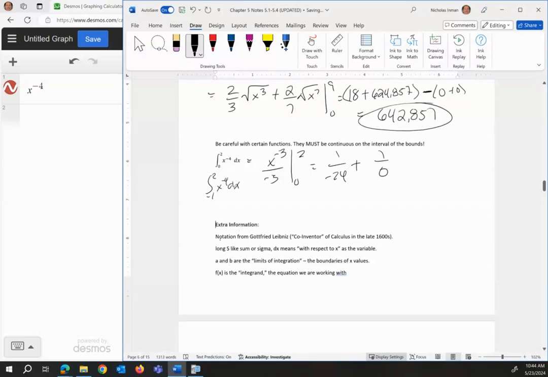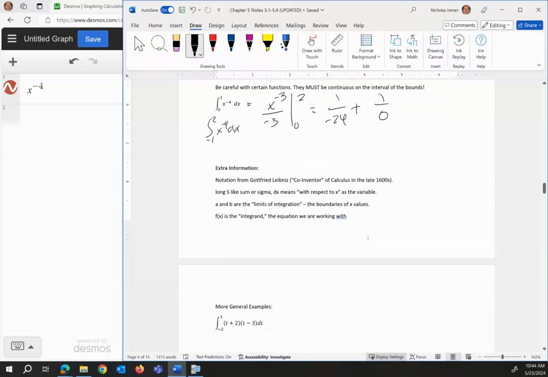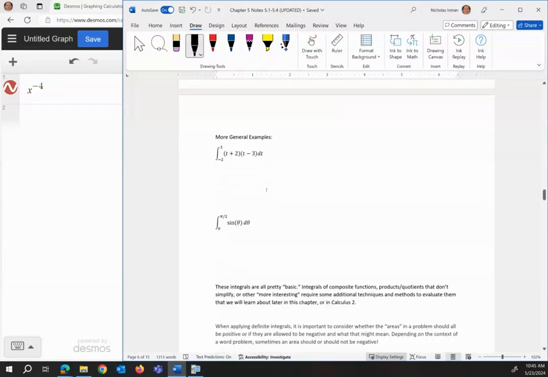Okay, some extra information. The notation is from Leibniz, the co-founder of calculus. We've talked about him a couple times. That elongated S, that long S, means the word sum, and that dx, I hope you remember that, means that we're doing this with respect to the variable x. We're not doing this with respect to y, or t. If the variable's t, we should have t's in here. The a and the b are the limits of integration, the bounds of x values. Technically we call f of x the integrand, the equation we're working with.